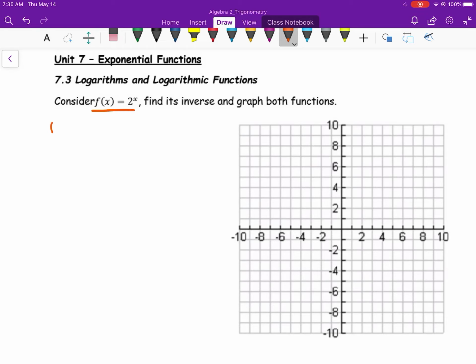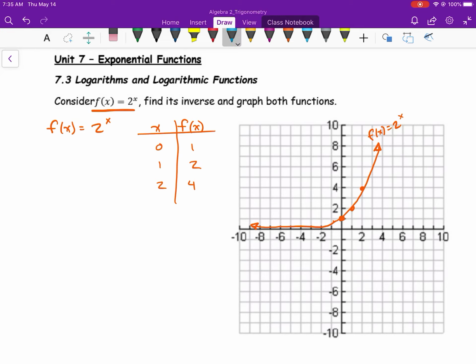All right, so if I set up my table, you guys just did this, so this isn't too bad. I'll just do simple ones. 0: 2 to the 0 is 1. 2 to the 1 is 2. 2 squared is 4. So the points are 0, 1; 1, 2; 2, 4. Remember these have an asymptote. Exponential functions grow fast or decay really fast. So this is f of x equals 2 to the x.